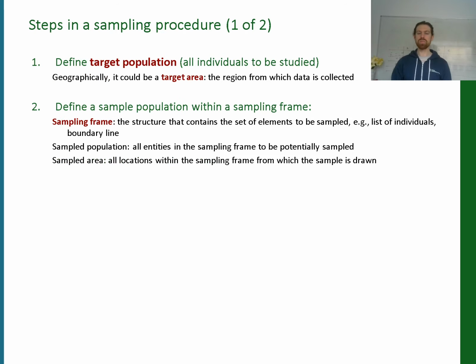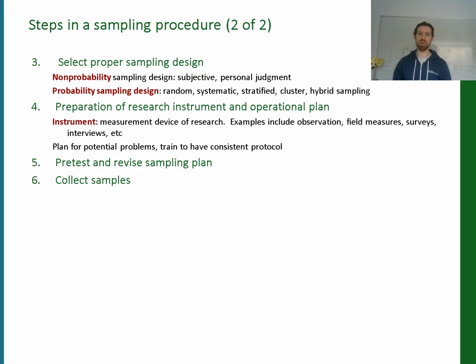Okay, so we've been through these 6 different steps. It's important to be aware of them, particularly if you're going to go out and do a dissertation. Then just make sure you are aware that this is the proper way to actually design a sampling procedure.